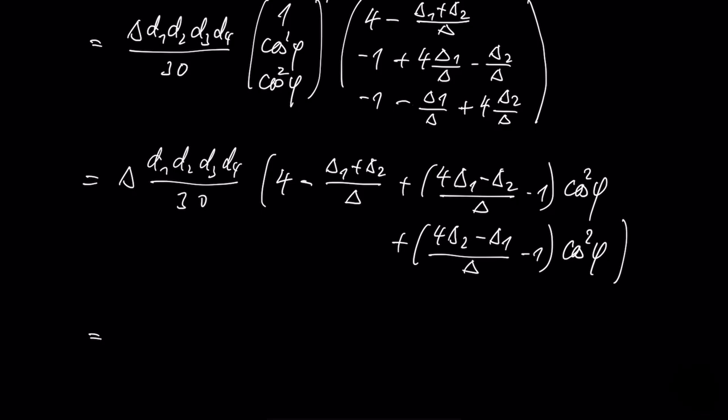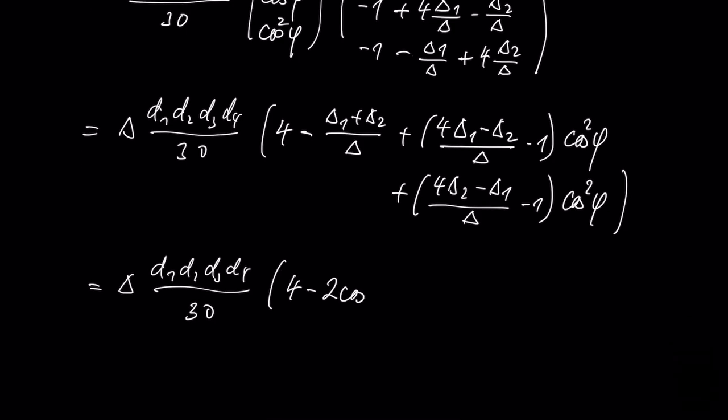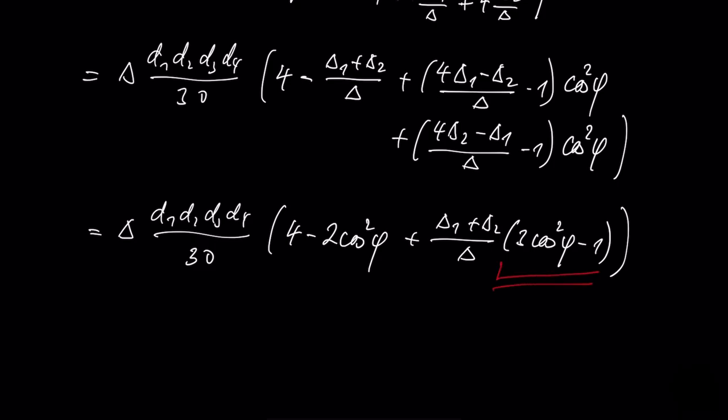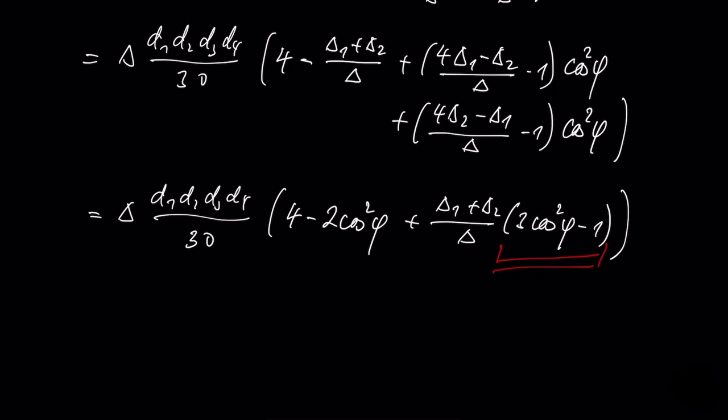And putting all the factors together, we actually get delta d1, d2, d3, d4 divided by 30, and we can write 4 times minus 2 cosine squared phi plus delta 1 plus delta 2 divided by delta, and 3 cosine squared phi minus 1. So again, the same situation, the same magic angle eliminates all the occurrences of the delta 1 and delta 2, which are the only elements of the response or of the average that depend on the rotational diffusion within this period of time, that is basically the delay between the pump and probe pulse. So magic angle works also in this more general case.